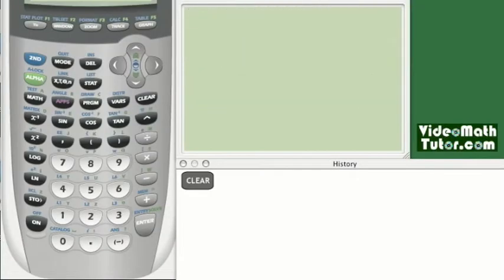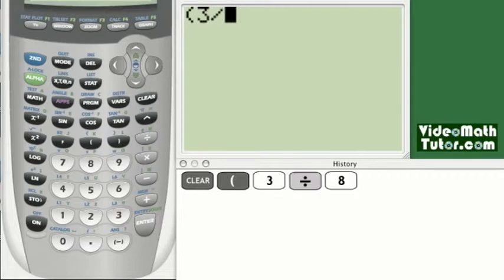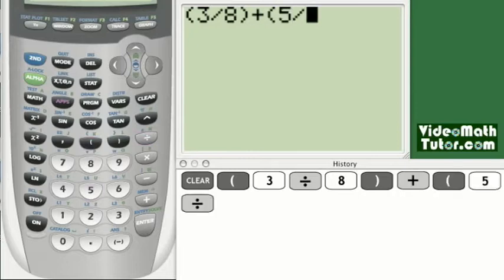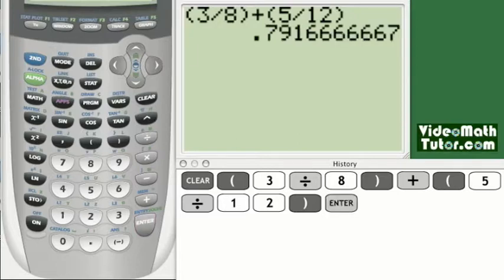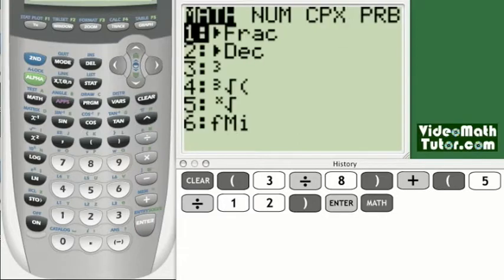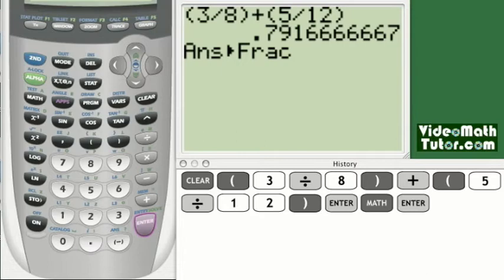Clear our screen. Let's input our first fraction and make sure it's within parentheses. So we'll just open parentheses, 3 divided by 8, close parentheses, and we're going to add it to our second fraction, parentheses, 5 divided by 12, close parentheses again, and of course, enter. Let's make this a fraction. Math, enter, enter again. There's the final answer, 19/24.